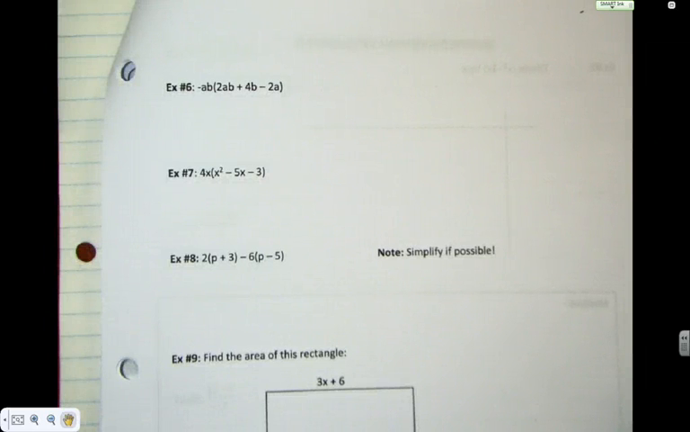Turn and talk for number 6. So just turn to someone in front, behind, beside you. Try the question together.